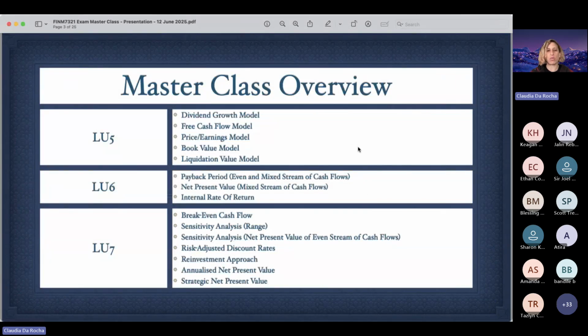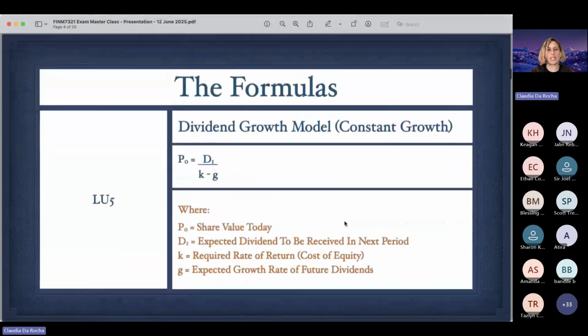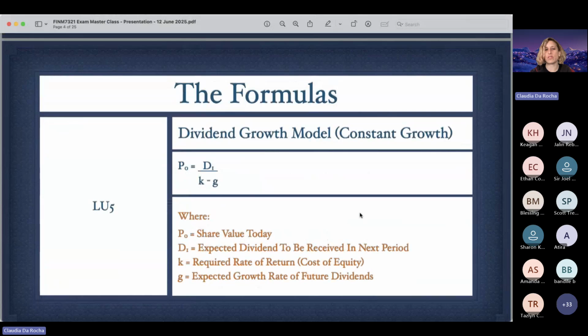As I did say before, your paper for the exam covers learning units 1 to 7, but I'm only covering 5, 6, and 7 because that is the bulk of what you need to know, and that is what has not been tested as yet. There are a lot of topics, so we will go through all the principles of what's listed here. And then in our application session, looking at past paper questions, it will only be on key items. All right. So first one, like I said, is the dividend growth model from Learning Unit 5.